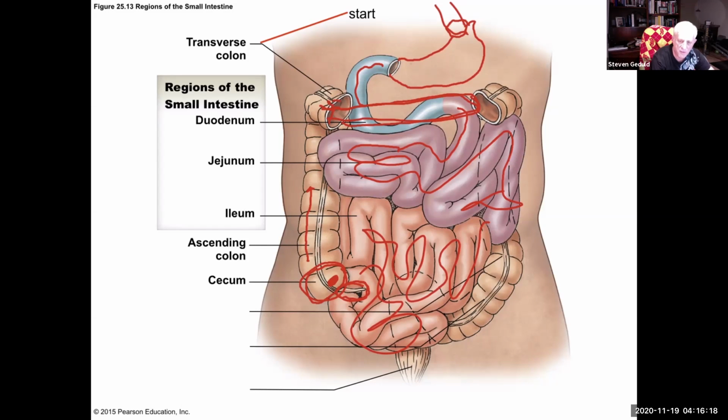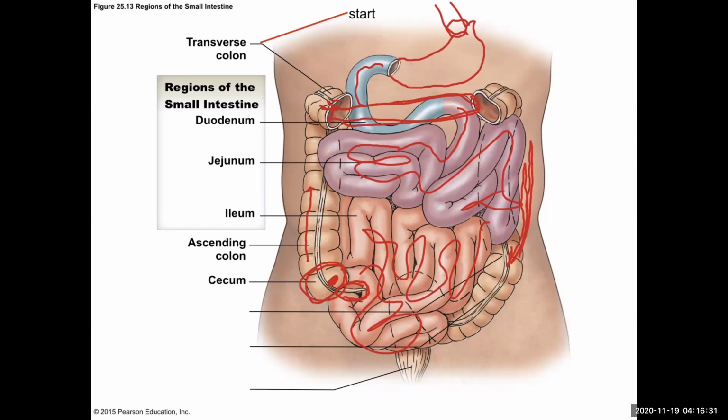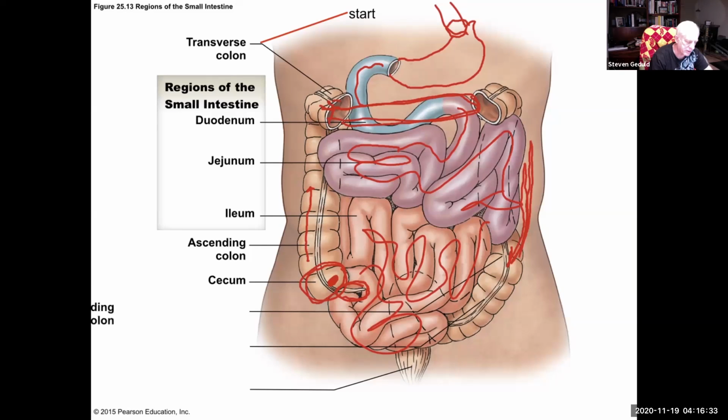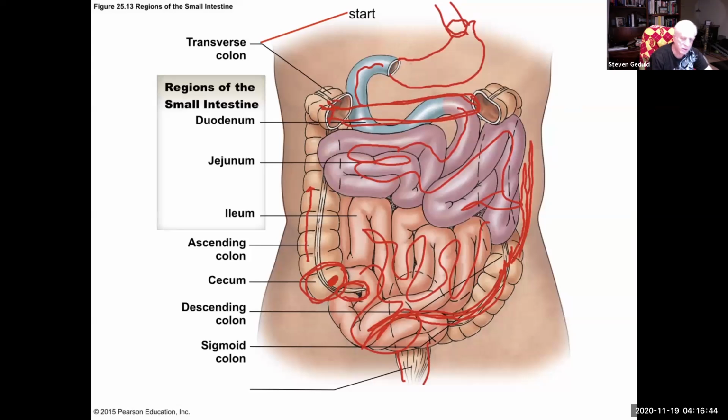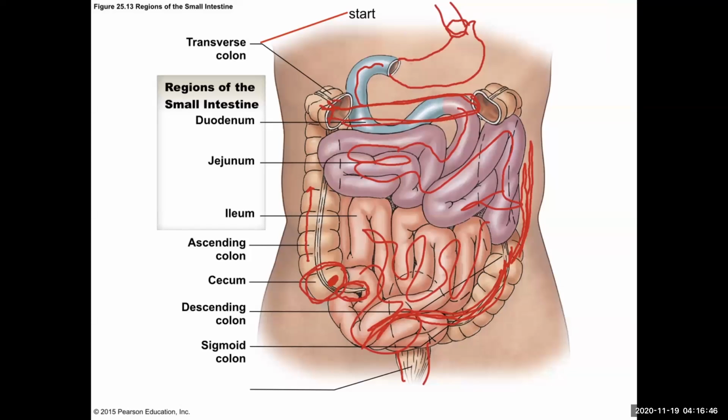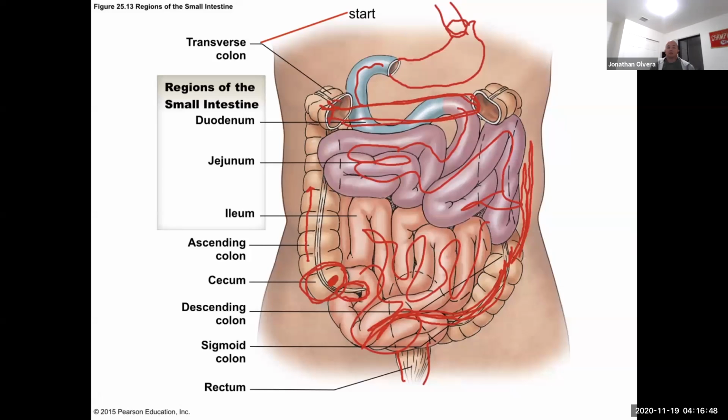Perfect. I'm going to modify my slide to be a little bit more accurate. All right. And this one is pointing to this section right here. Descending colon. Perfect. And then this one's pointing to this section right here. Sigmoid. That's your S shape. And this is pointing to this right here, which is your rectum. Perfect. All right.